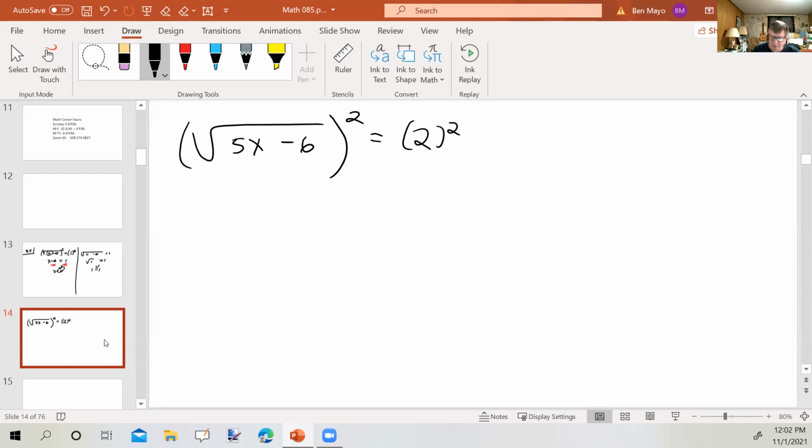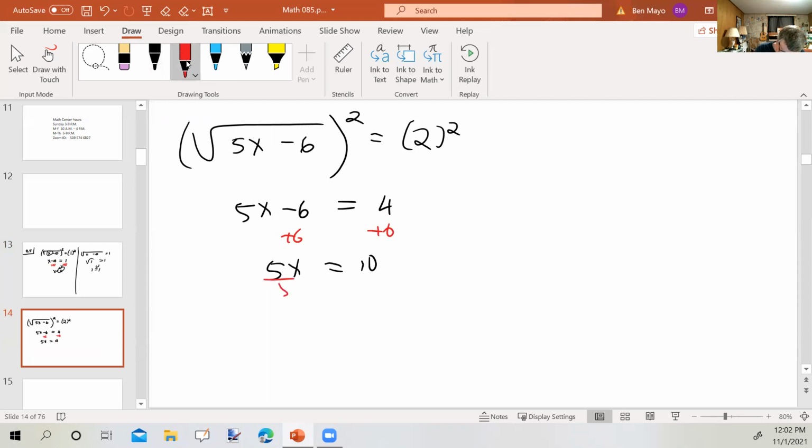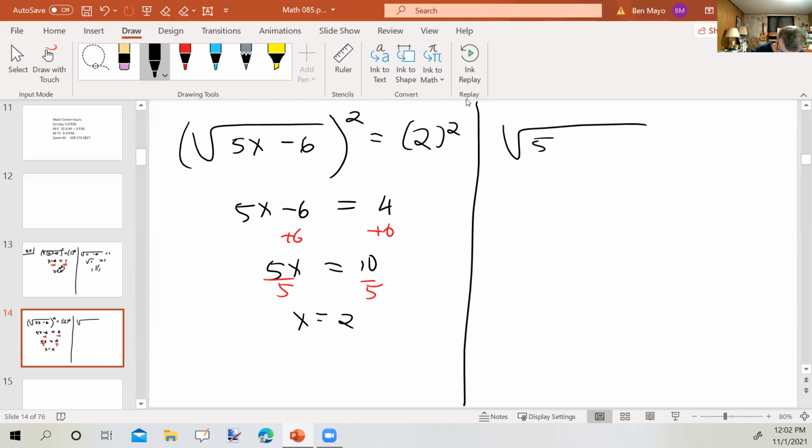The square root of 5x minus 6, the quantity squared, is 5x minus 6. And on the right side, 2 squared is 4. So we'll add 6 to both sides. 5x equals 10. Divide both sides by 5. X equals 2. Let's check our work. We're going to put a 2 in the place of x.